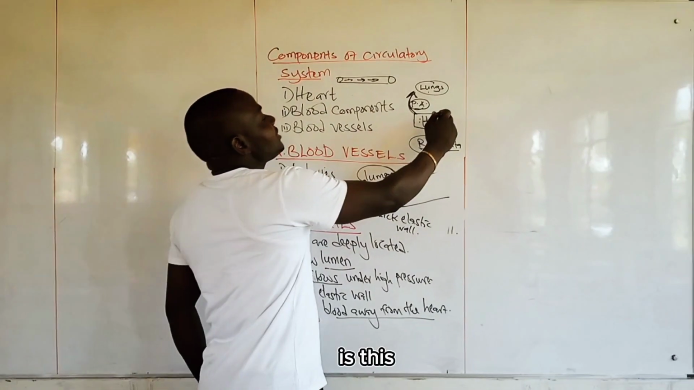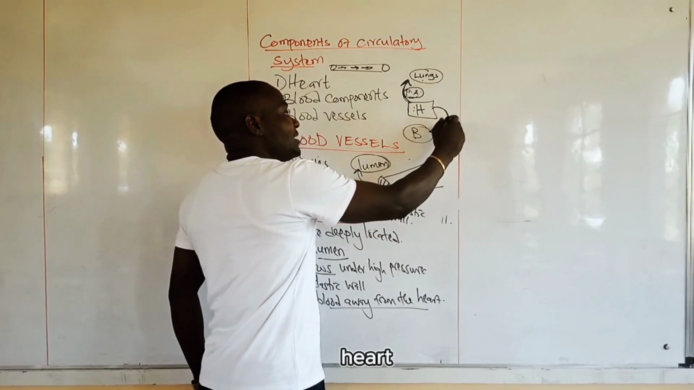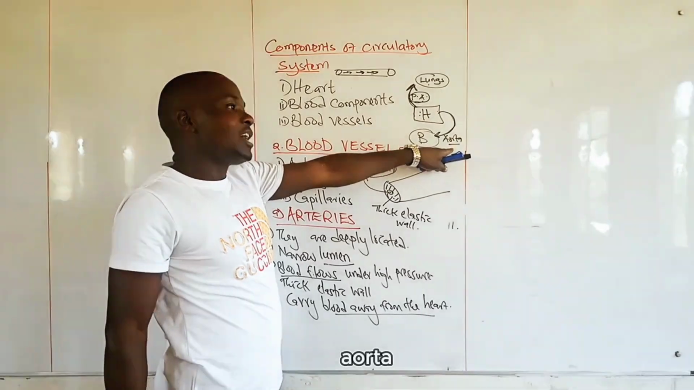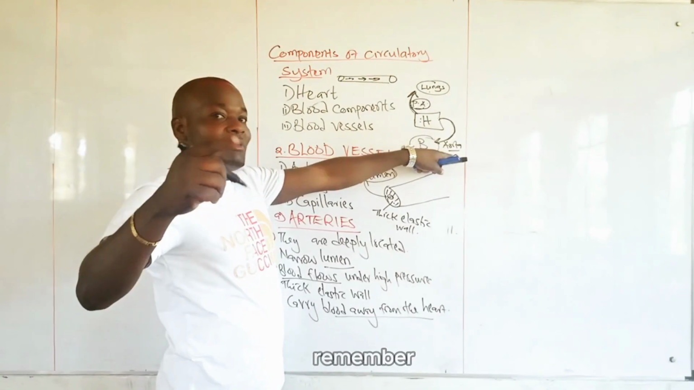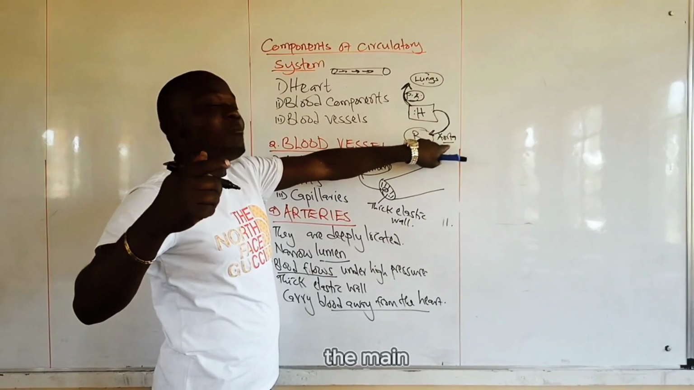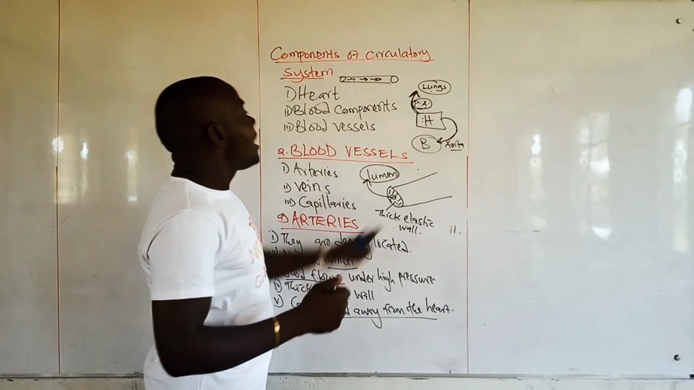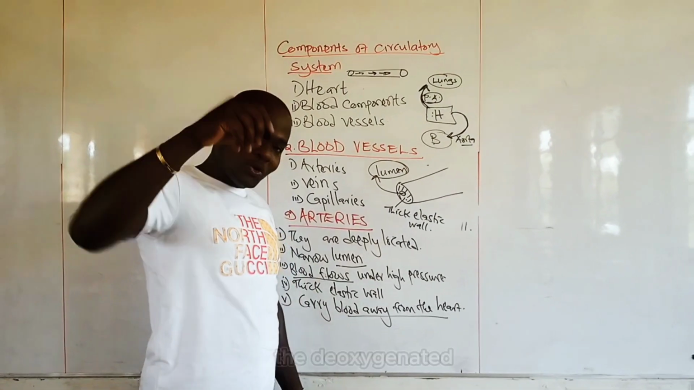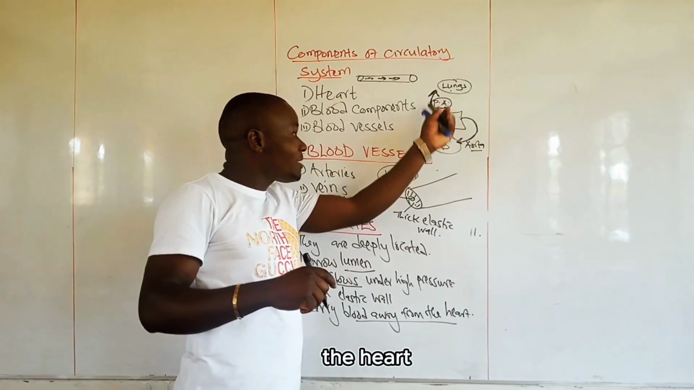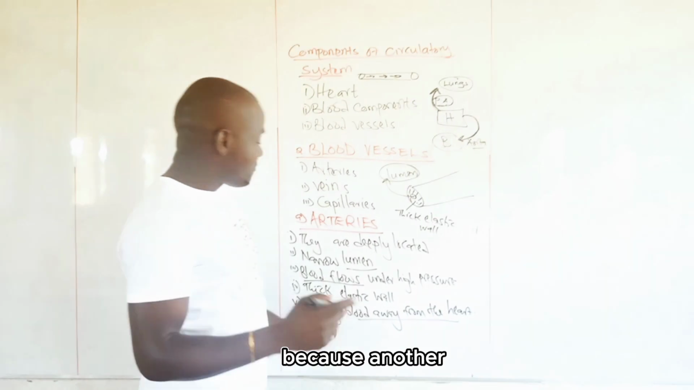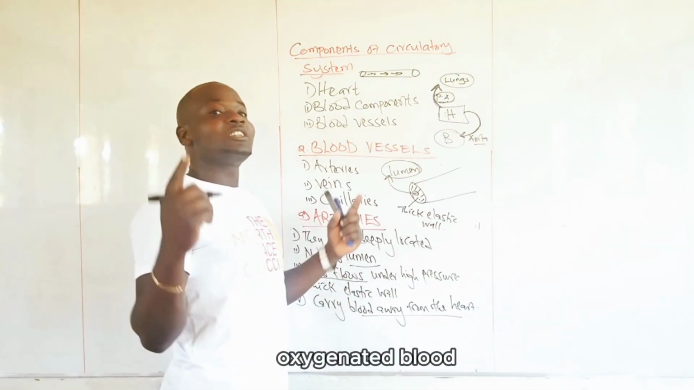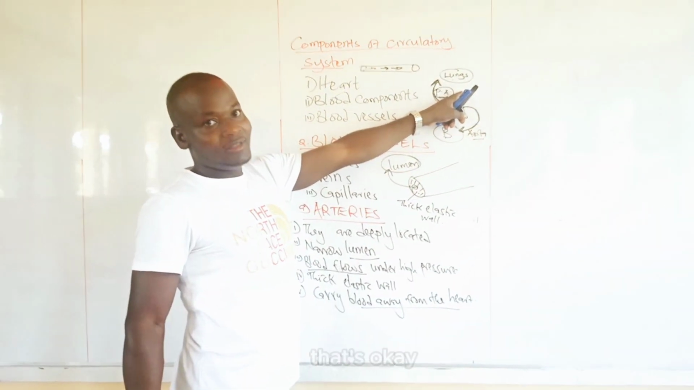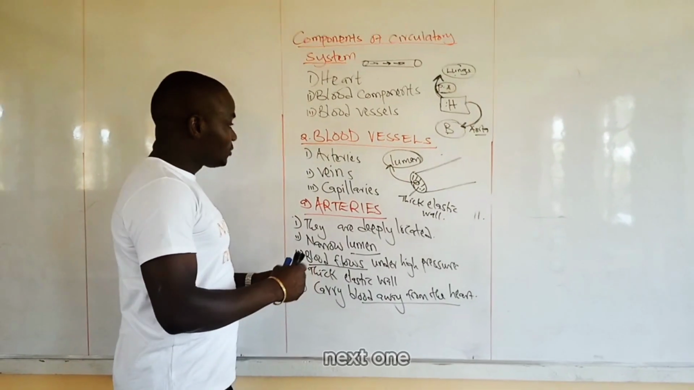And then there's this one carrying blood from the heart to all parts of the body. It's called the aorta, which, in the first video, I remember I said is the main artery. And the pulmonary artery is the only artery that carries deoxygenated blood from the heart back to the lungs, because another feature of arteries is that they carry oxygenated blood, except the pulmonary artery. That's okay? Now, we can go to the next one.